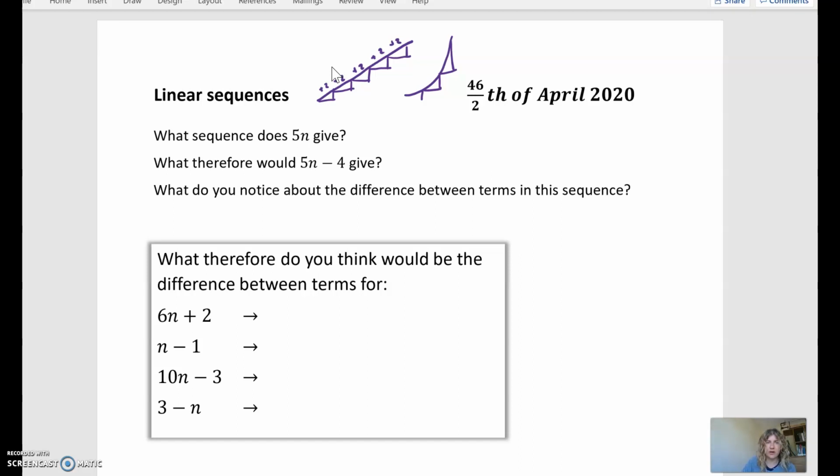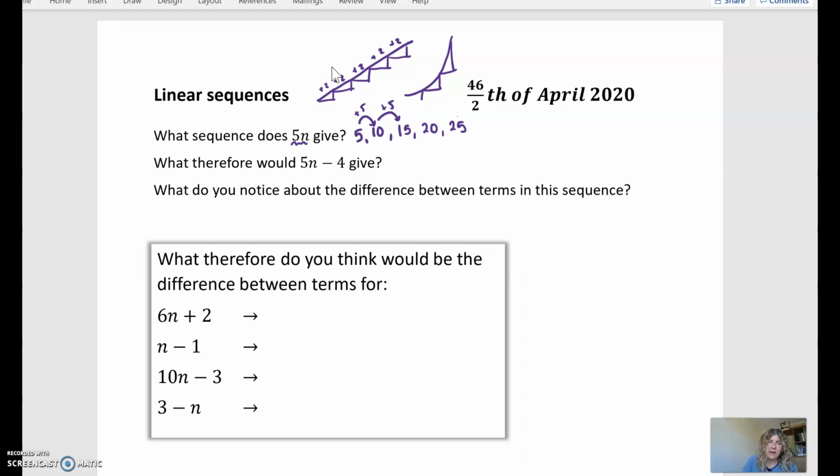What sequence does 5n give? So we're going to write the first 5 terms of this sequence. We're going to start off where n is 1, so that'll be 1 times 5, which is 5. Second one is where n is 2, so 5 times 2 gives us 10. Third one is 5 times 3, so that's 15. Fourth one, 5 times 4, 20. And last one, 5 times 5, 25. And this is a linear sequence because every time we're increasing by 5, we're going up by 5 every time we go to the next number.